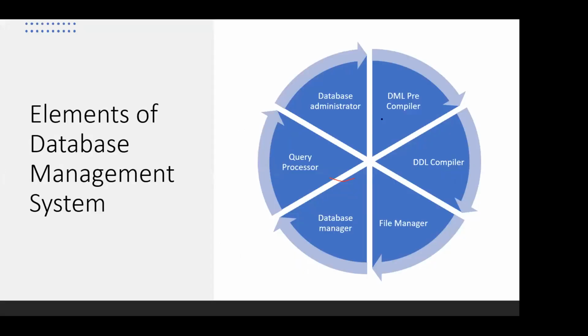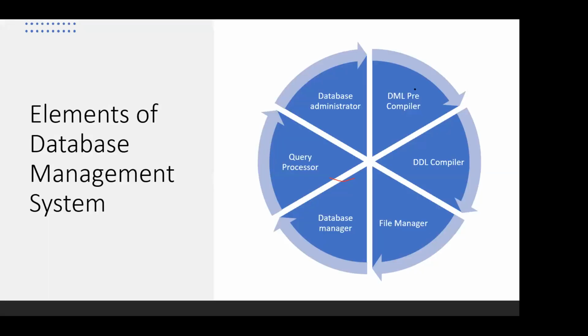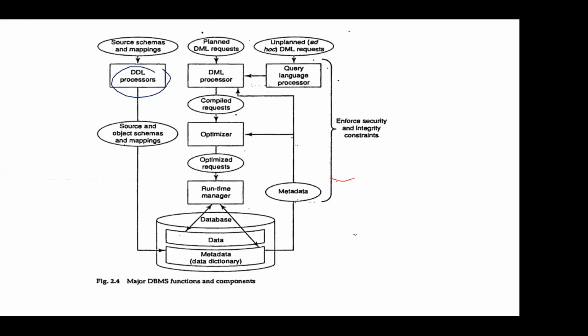The next important thing is the DML compiler, which means the DML processor. What types of requests are accepted by the DML compiler or processor? We have two types of requests: one is planned, another one is unplanned. So try to understand planned requests and unplanned requests.